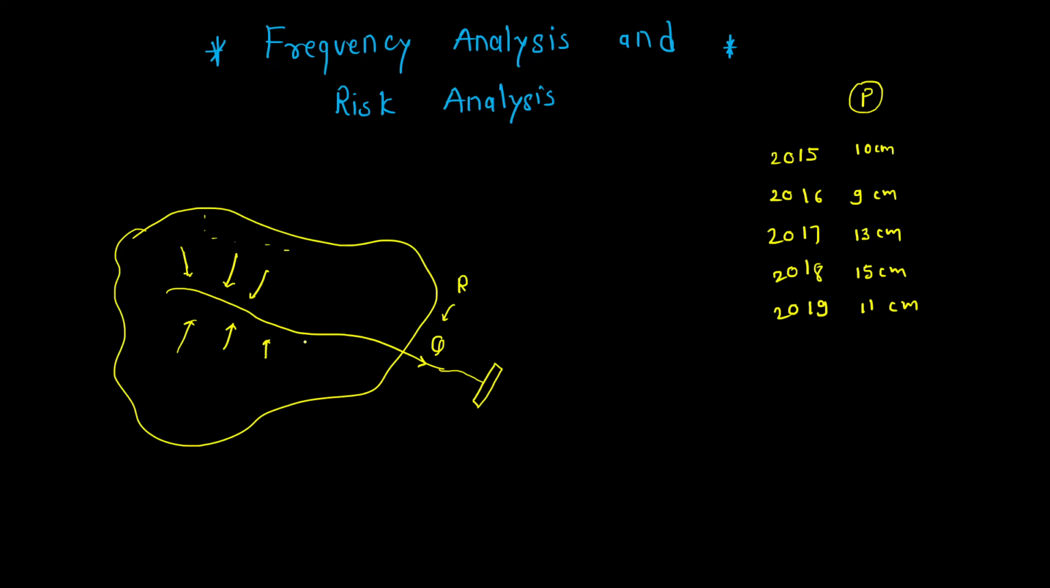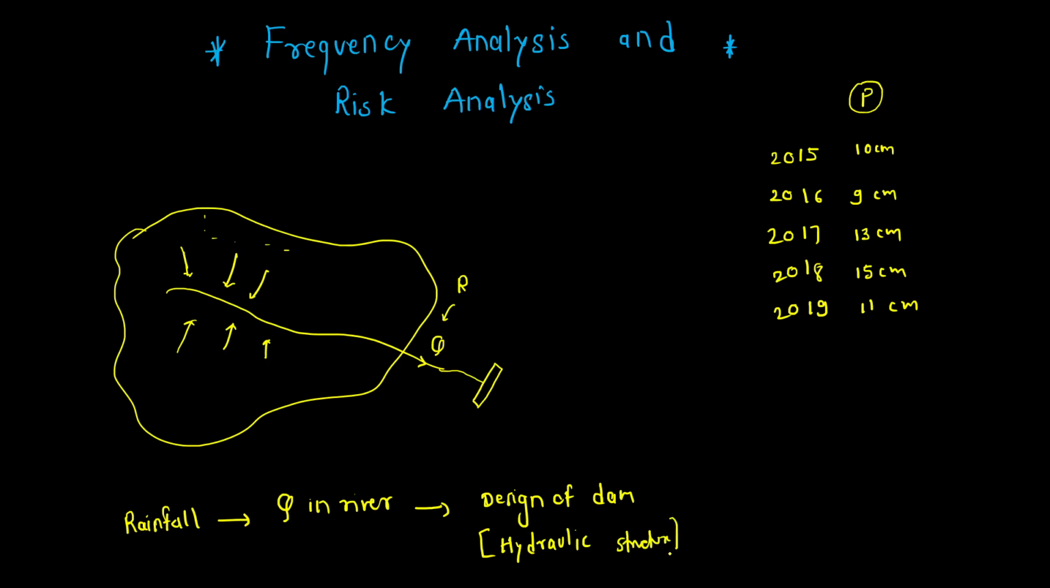And what is the amount of water that will come in this river? It will depend on the precipitation. So we can say that the amount of rainfall influences the discharge in a river. Correct? The more the rainfall, the more the discharge in the river. And this discharge in the river is used for the design of dams, or we can say the design of hydraulic structures. I hope you are getting a basic idea of the main use of this collection of data.